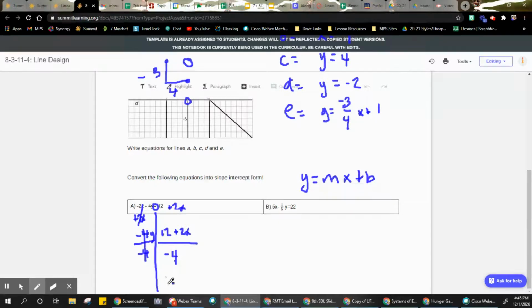Okay. So it's going to give me y equals 12 divided by 4 is 3. Since it's a positive divided by a negative, that's going to be a -3. Then 2 divided by 4 is going to be 1/2. Positive divided by negative is going to make a negative. So it's -1/2x. So my equation is y equals -3 minus 1/2x.